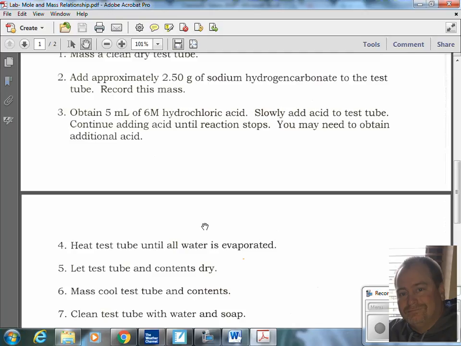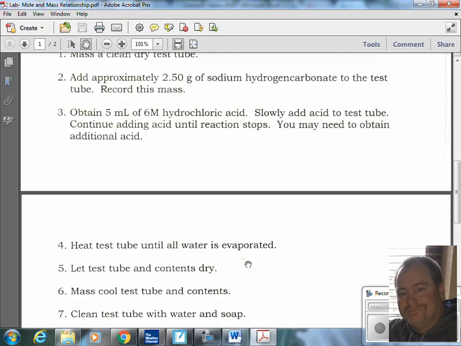Now, one thing you need to do is you need to make sure that you heat this very gently, because if any of the solution pops out of your test tube, it's going to affect the weight of the test tube once you're completed. So you need to heat this very slowly, and we'll do so by gently waving the Bunsen burner under the test tube.